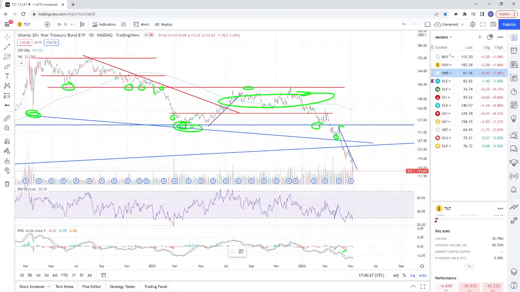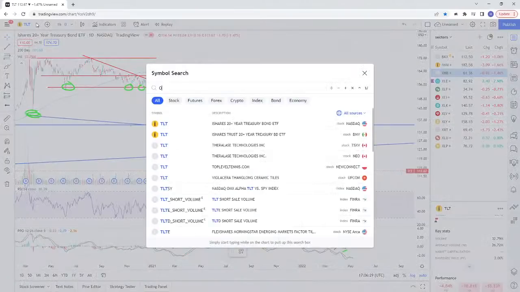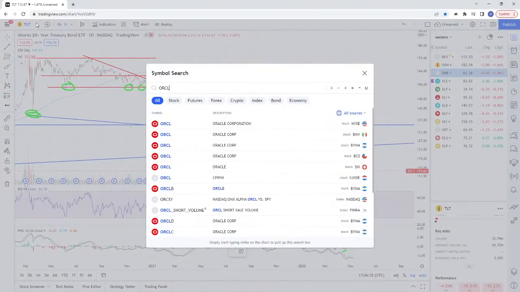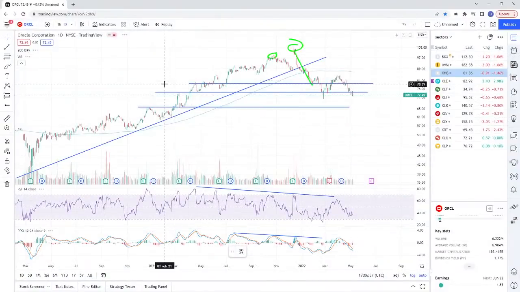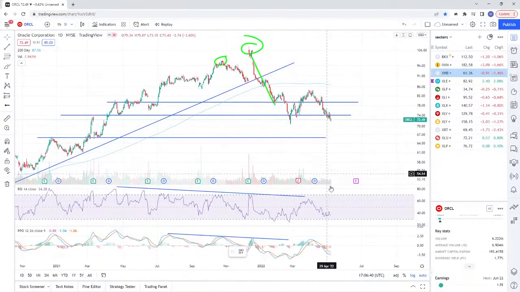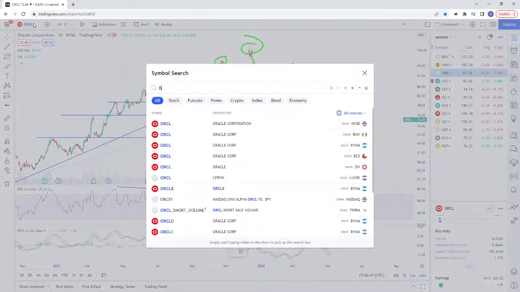BST, Oracle. All right, Oracle should be a sell. ORCL. Bear market. All right, that's it. Bear market. Sell the rips. Next level support, 66.